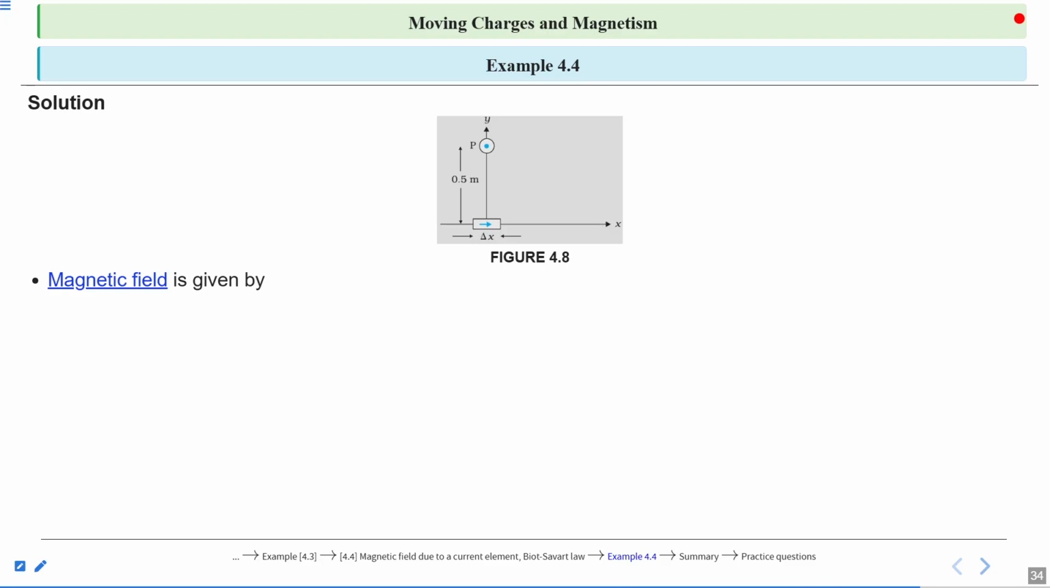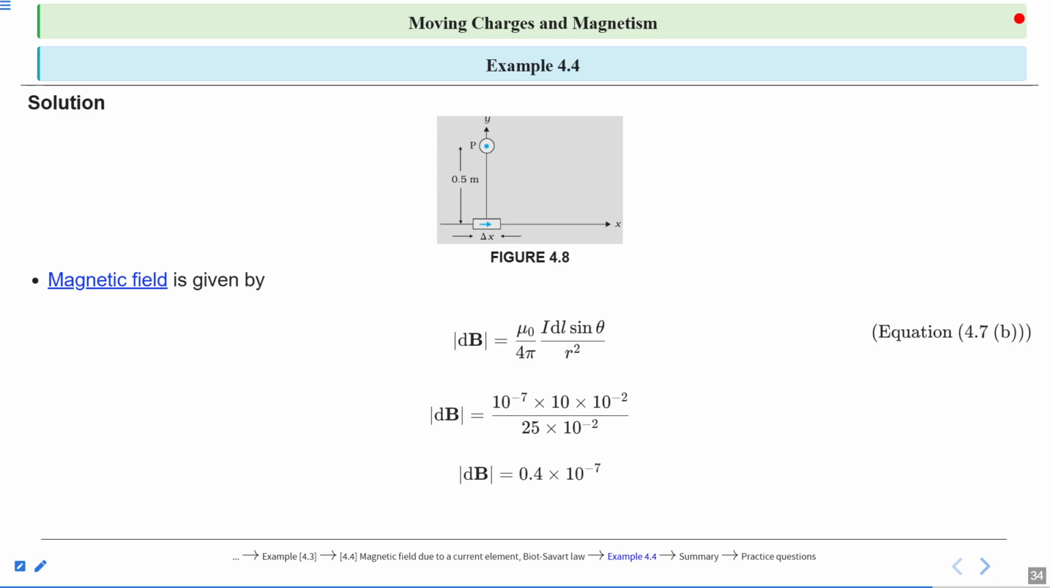So the magnetic field is given by dB equal to mu naught by 4 pi, I dl sin theta by r square, equation 4.7b. Now put all the values and find dB. So dB is equal to 10 raised power minus 7 into 10 into 10 raised power minus 2 upon 25 into 10 raised power minus 2. So dB is 0.4 into 10 raised power minus 7, and the final answer is 4 into 10 to the power minus 8 Tesla. This is the value of the magnetic field at point P.